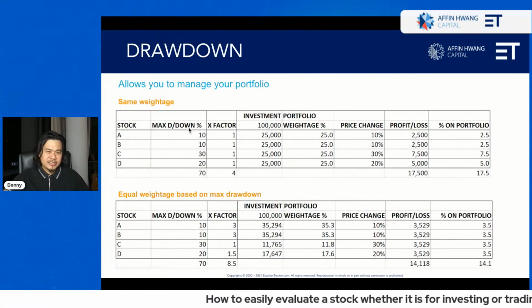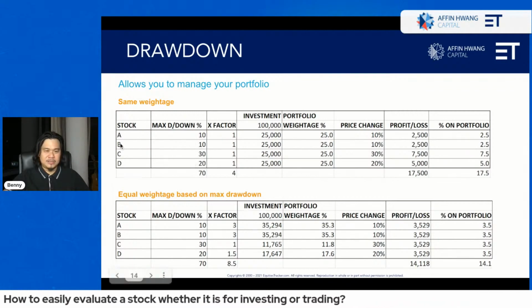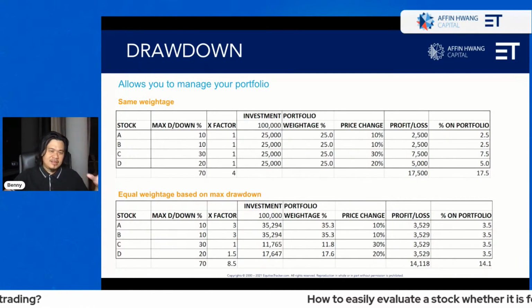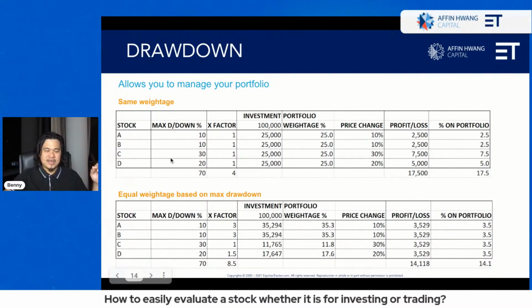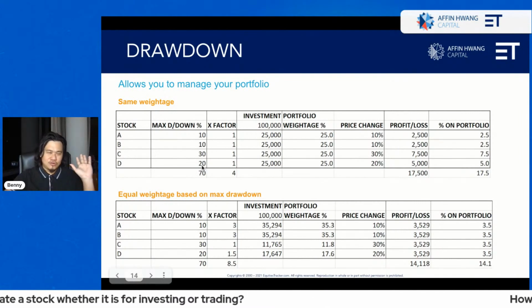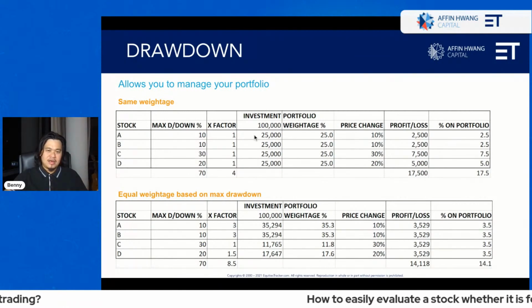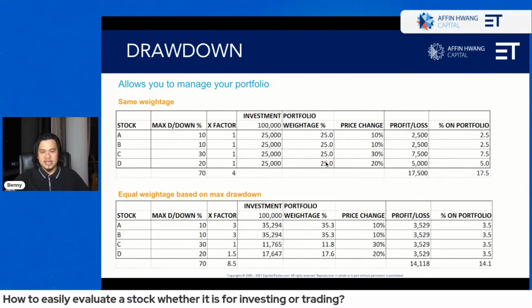Those 4 particular shares, their maximum drawdowns, if you bought at the peak, will be different. For example, stock A has a 10% maximum drawdown historically. Stock B, the biggest fall was 10%. Stock C, the biggest fall was 30%. Stock D, the biggest fall was 20%. Now, let's say I do not use this as a guide and I just buy them equal weight. I have $100,000, so I have $25,000 in each share. The weightage is 25% each.